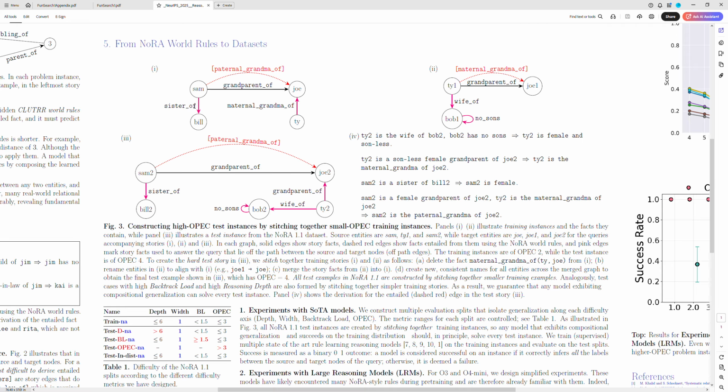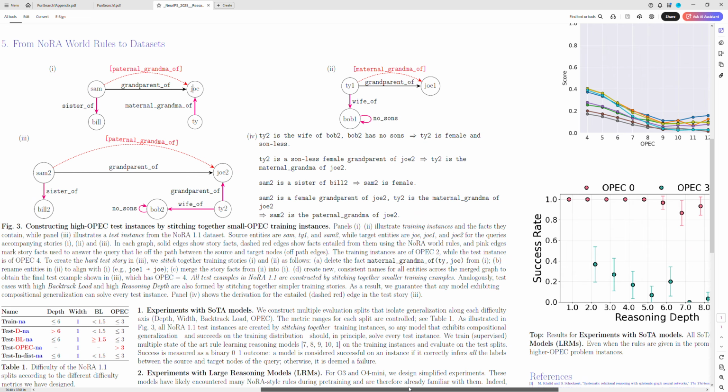So this one is solved as follows. Sam is a sister of Bill, so that means Sam is female. So Sam is a female grandparent of Joe, which means Sam is a grandmother of Joe. Now, Sam is the grandmother of Joe. Ty happens to be the maternal grandmother of Joe. So that means Sam must be the paternal grandmother. Here is a second training instance in Nora.